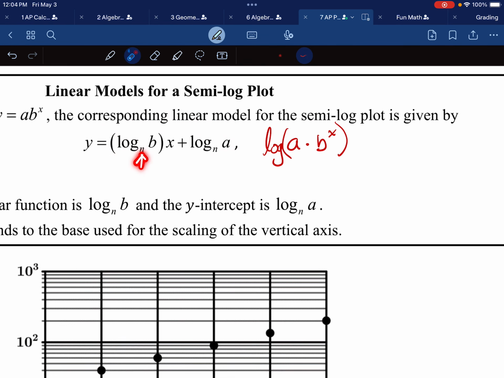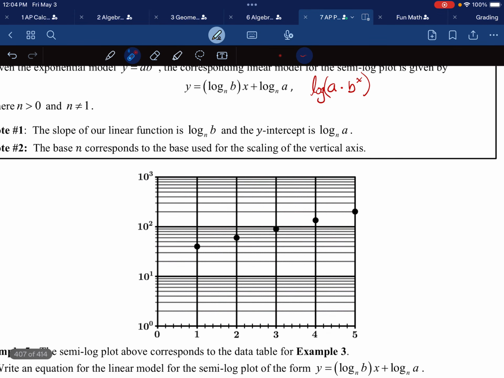And you can choose any n that you want. Usually it's picked for you on the graph. For example, to get from 10 to the power of 0 to 10 to the power of 1, I'm multiplying by 10, therefore my n value is going to be equal to 10. Again, from 10 to the power of 1 to 10 to the power of 2, I'm multiplying by 10, therefore the n value is 10.